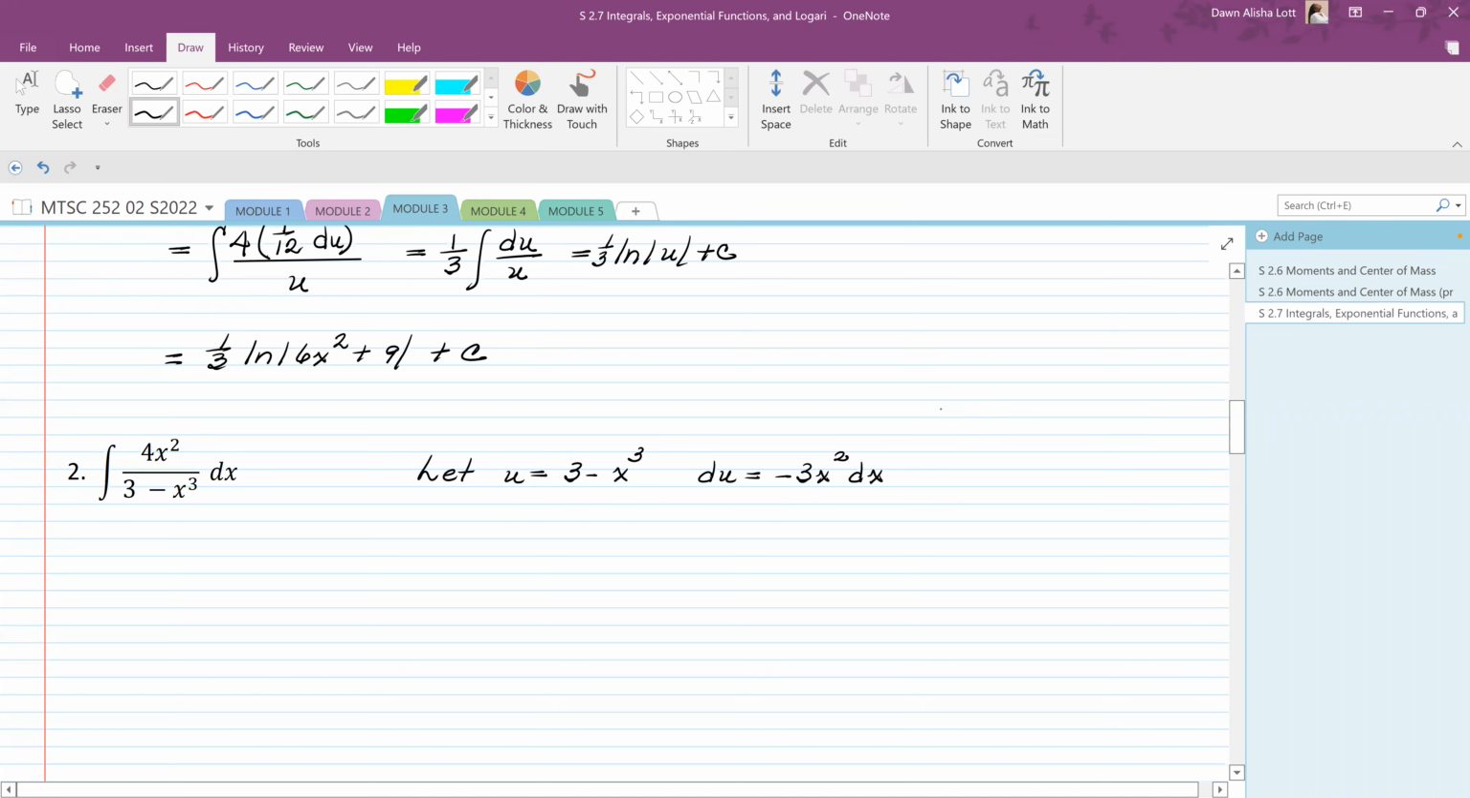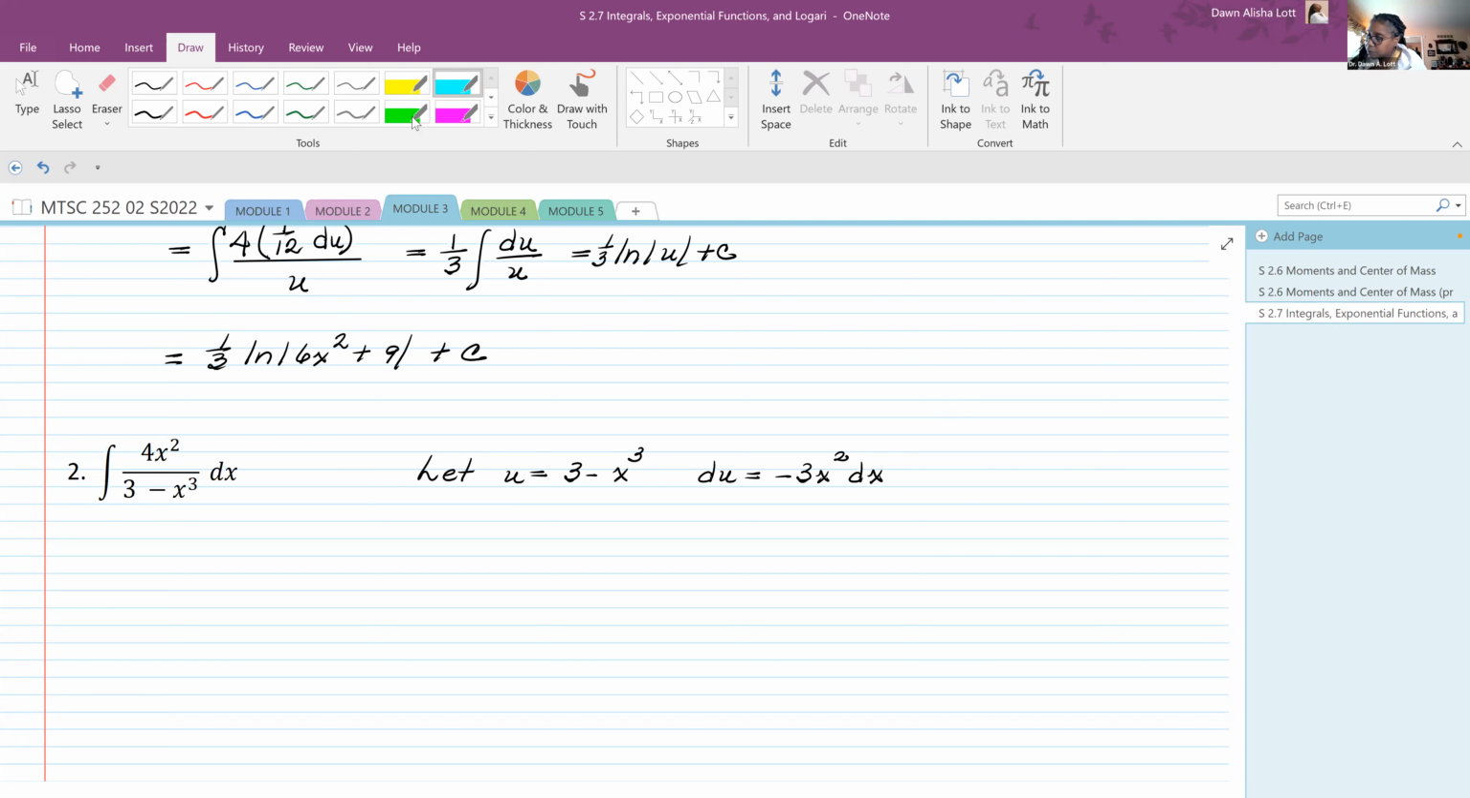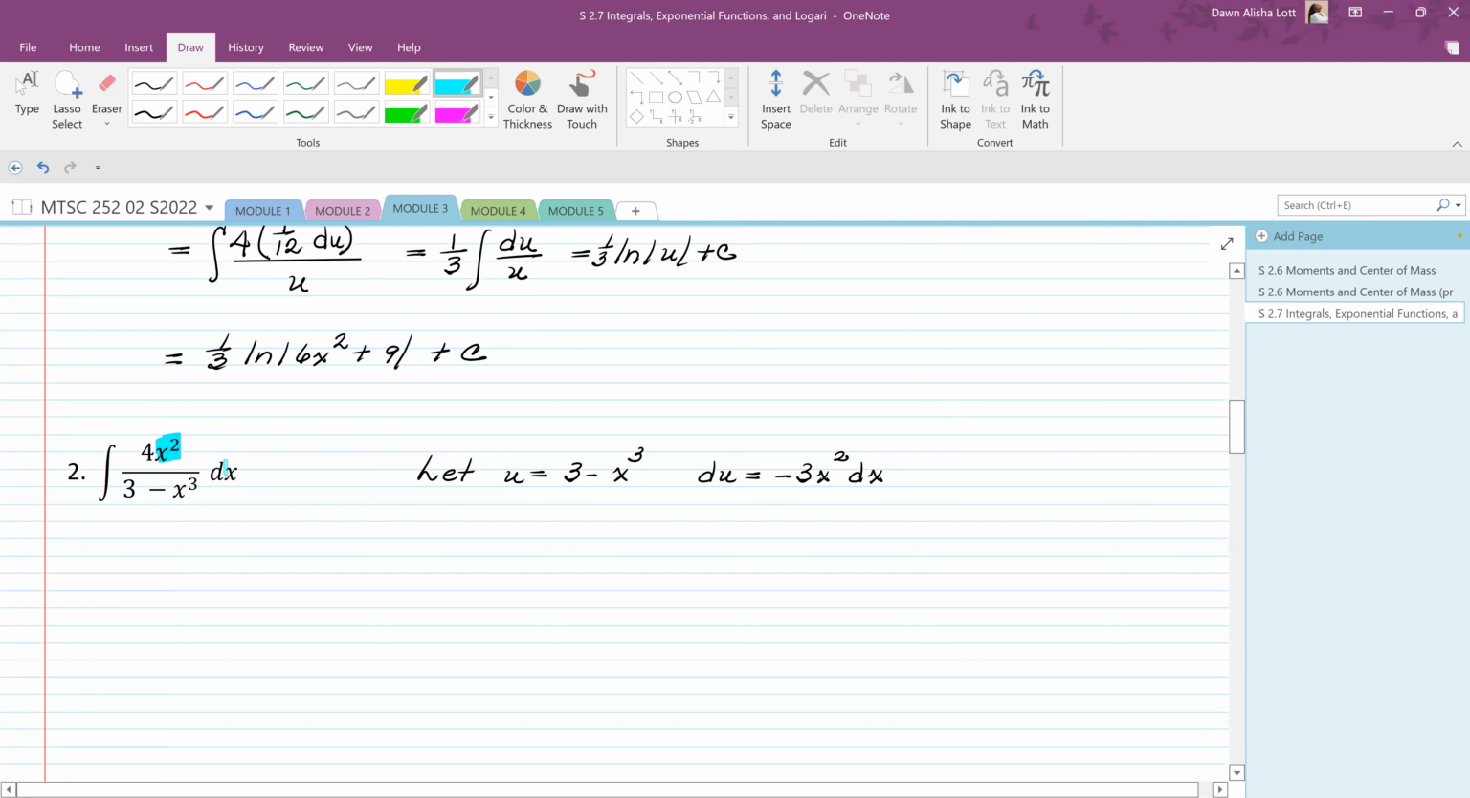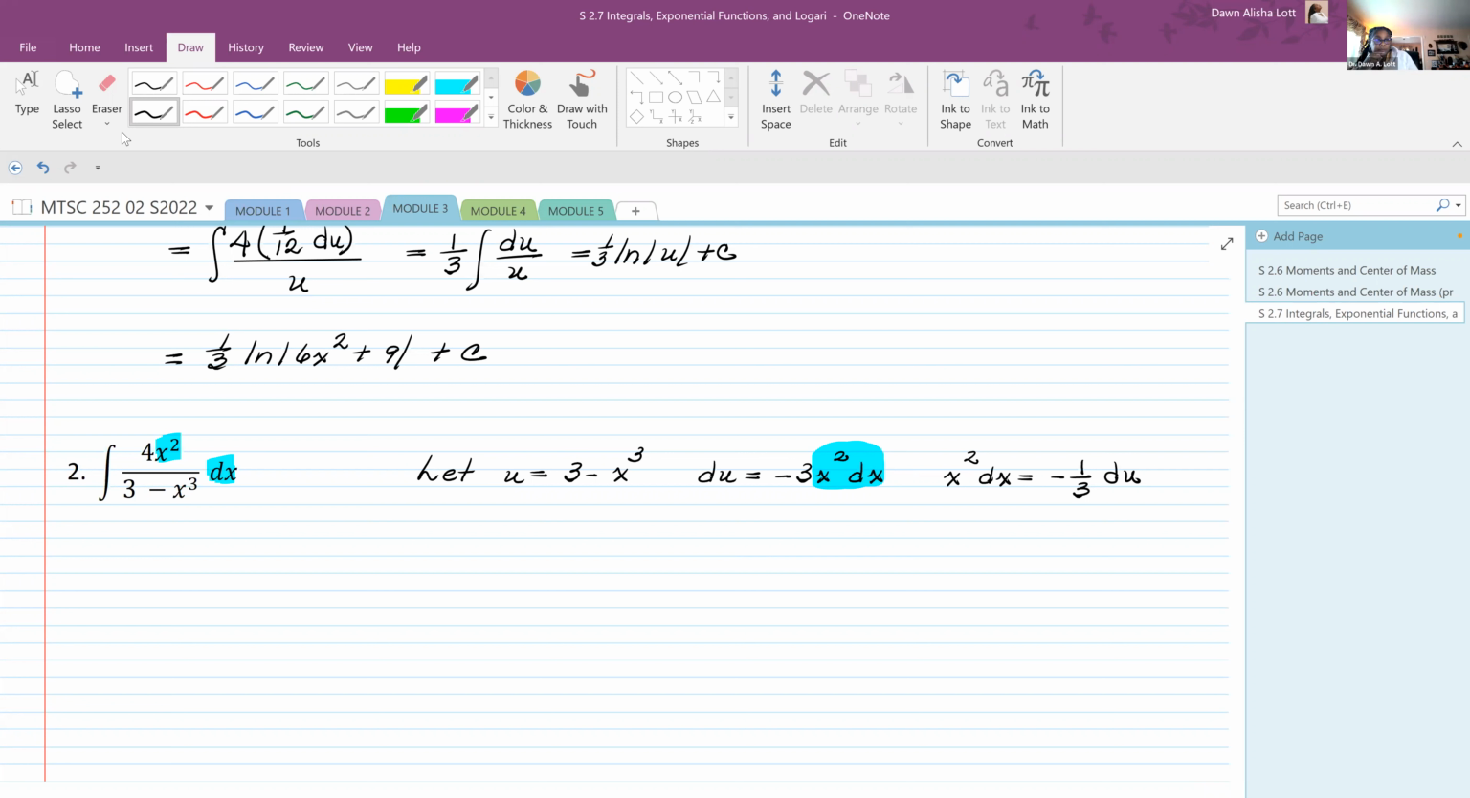You have to find x squared dx. Okay, so I'm just going to divide by negative 3. So I'm going to have negative 1 over 3 du. You understand? Okay. So I kept this piece, and I got x squared dx is equal to negative 1 over 3 du.